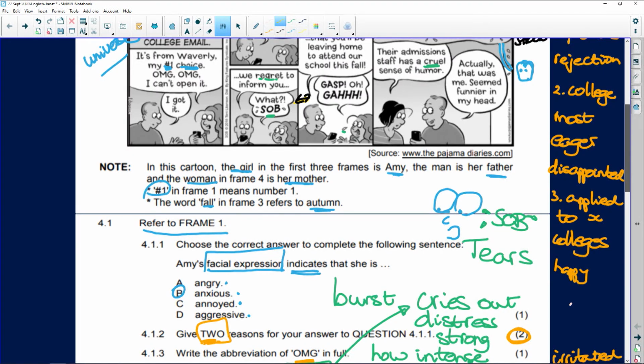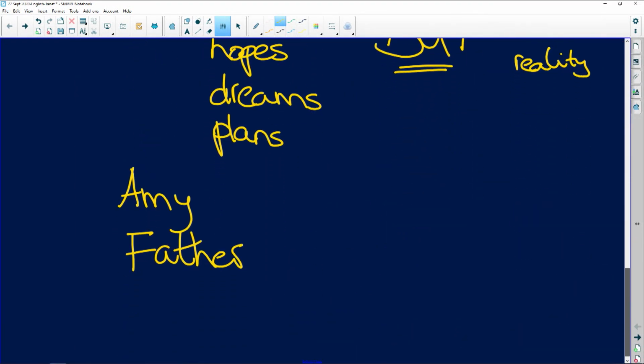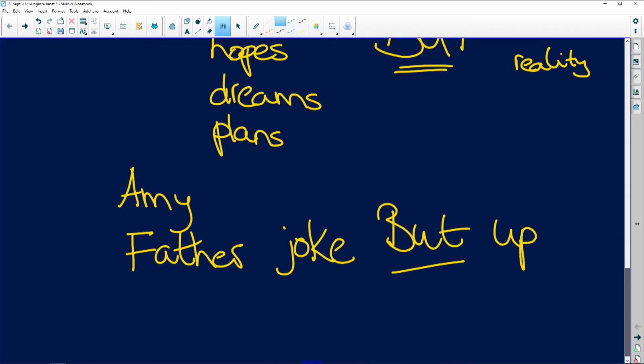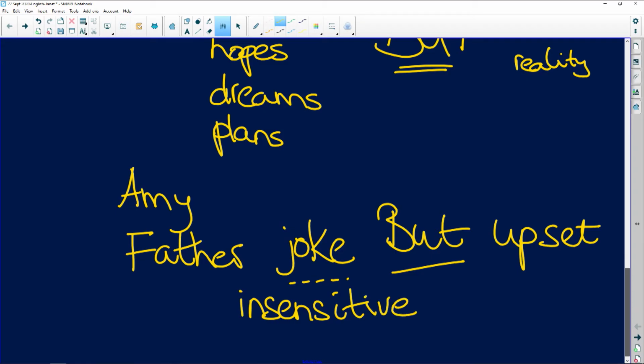He thought she'd laugh. He thought he was being funny. So his joke wasn't intended to distress his daughter, but in fact, he's really upset her. And he realizes afterwards that this actually wasn't such a funny thing to do, that this was insensitive. So at the time, he thought he was very funny, but afterwards realizes that he was insensitive.